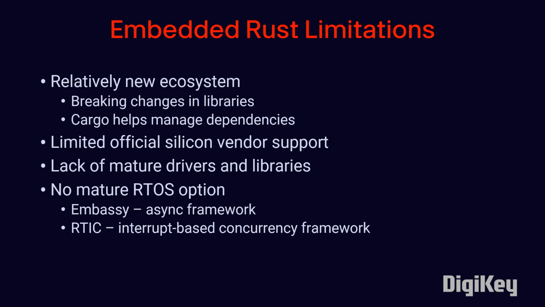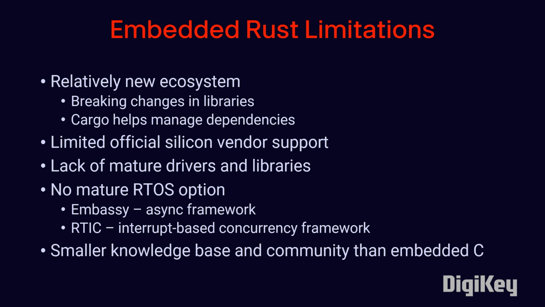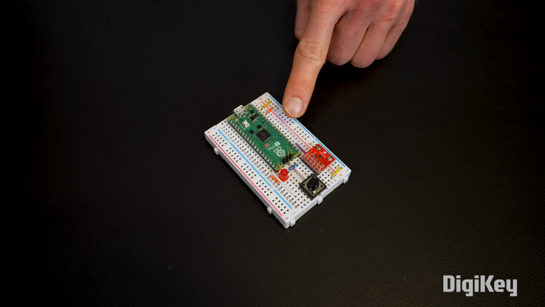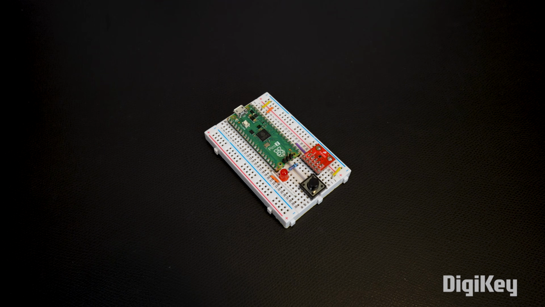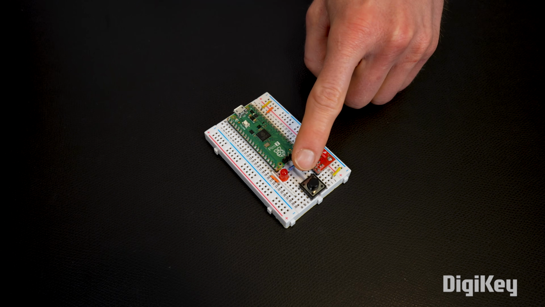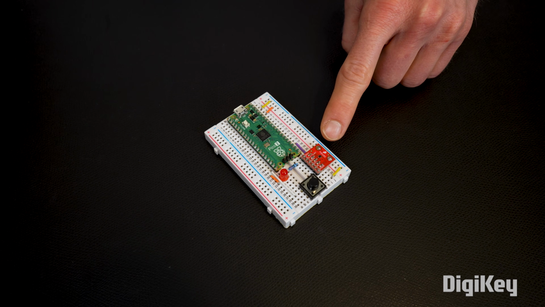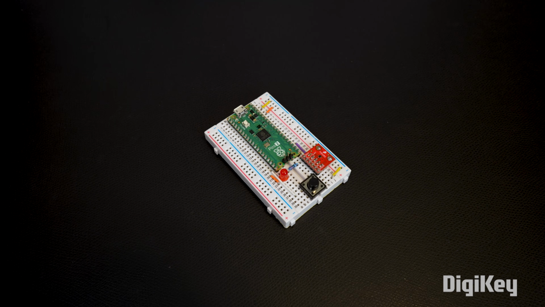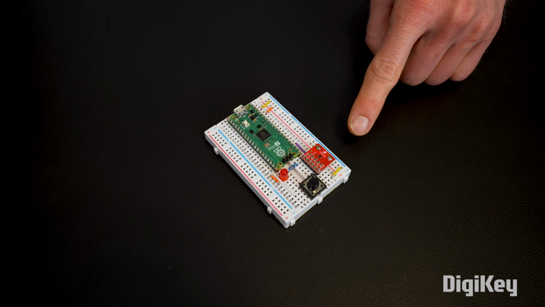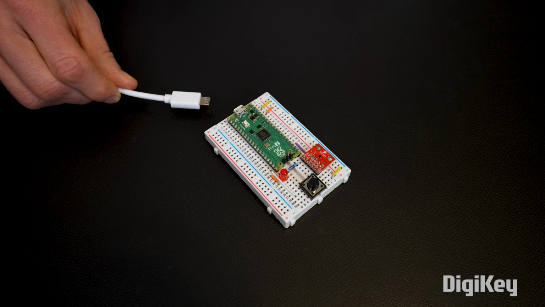Finally, as you can probably guess, there's a much smaller knowledge base and community support than you might find for embedded C, which has been in use for decades. There's not a lot of hardware you'll need for this series. You should get a Raspberry Pi Pico 2 or Pico 2W if you want to try Wi-Fi later after the series. You'll also need an LED, 220 ohm resistor, a push button, and a TMP102 I2C temperature sensor breakout board. You'll also want a breadboard, some jumper wires, and a USB cable.